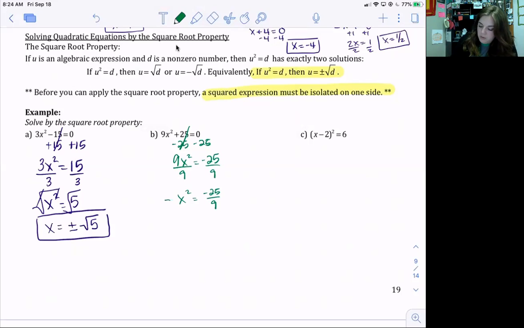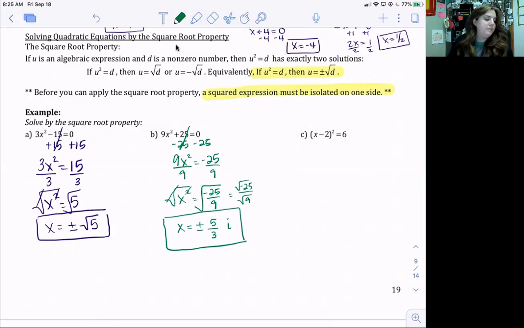And then we're going to square root both sides. So we have x equals plus or minus. So the square root of a negative, remember we have i, so I'm going to kind of leave a space and put that on the end. And then we can break this apart to be the square root of 25 over the square root of 9. The square root of 25 is 5, and the square root of 9 is 3. So x equals plus or minus 5/3 i.